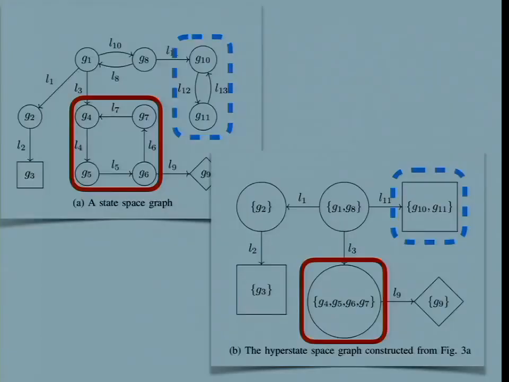And if you want to see something pulled directly from the paper, what you can see here in the top left is a regular state space graph. And the thing I've ringed in the solid red line, those are regular states that are in a cycle, and you can see in the bottom right they've been combined into one big hyperstate, right? So the bottom right diagram is simpler, it only has 6 states, okay? And that's a hyperstate space graph.